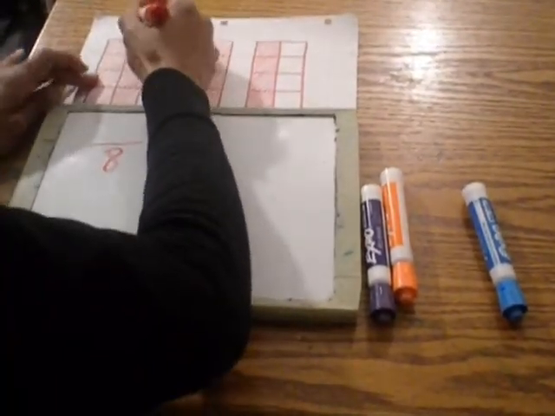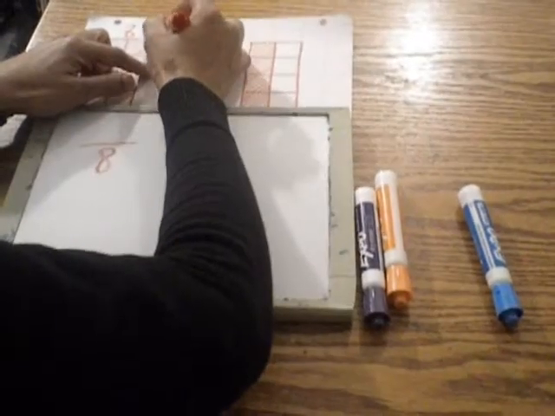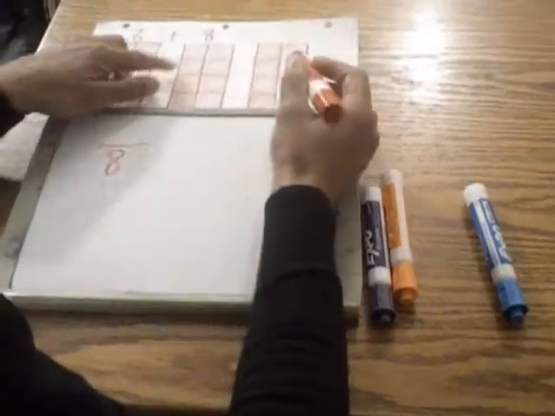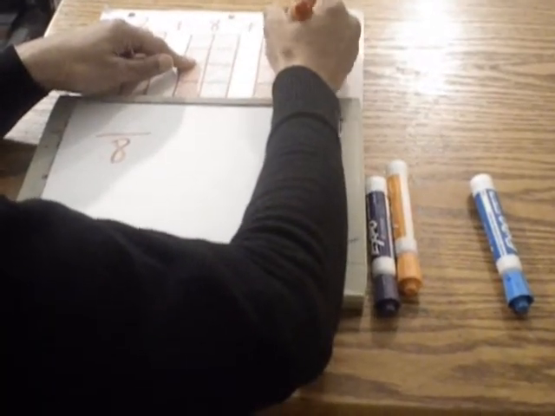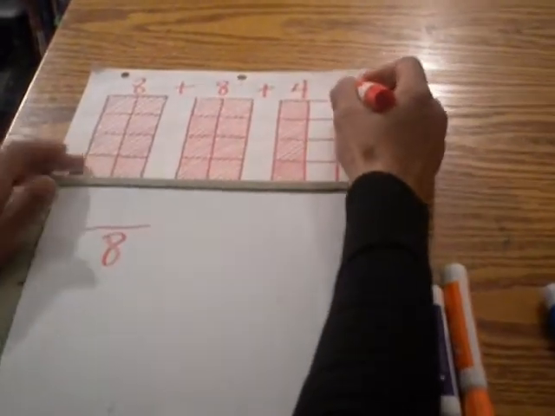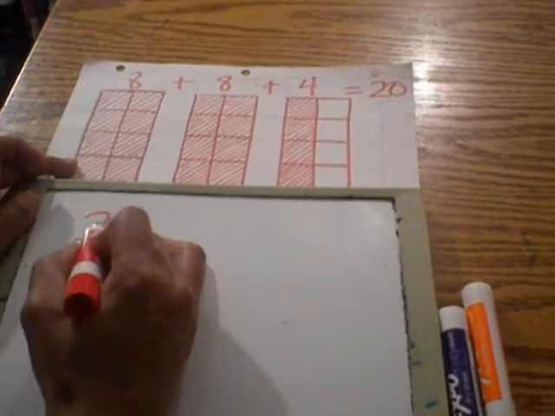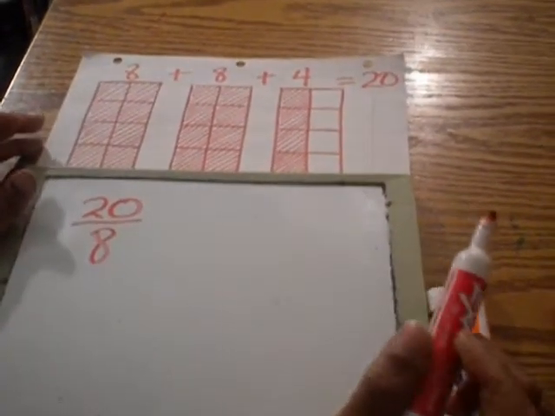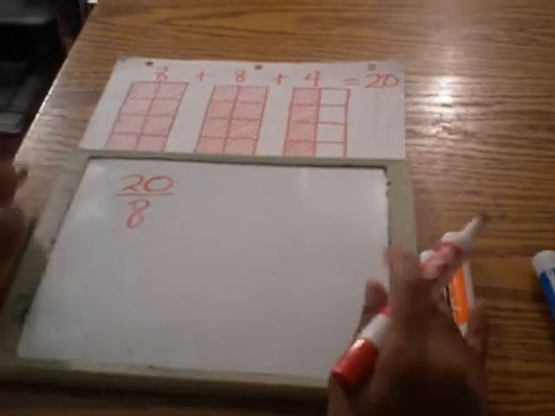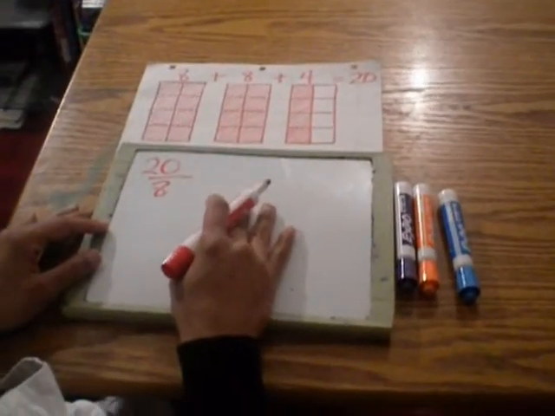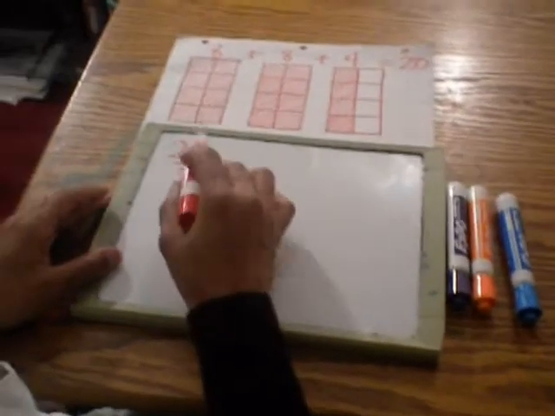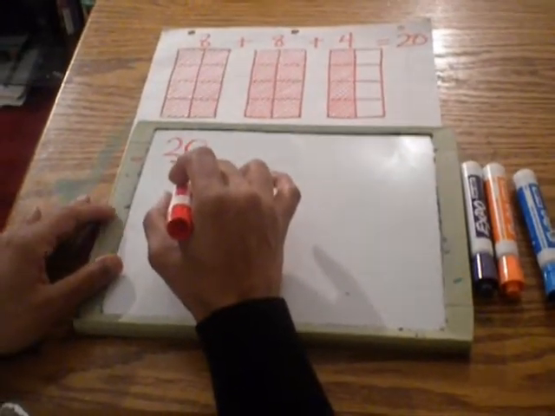So we have 8 here plus 8 in this rectangle plus 4 in this rectangle. 8 plus 8 plus 4 gives us 20. So our improper fraction is 20/8. Now we're going to convert an improper fraction to a mixed number.